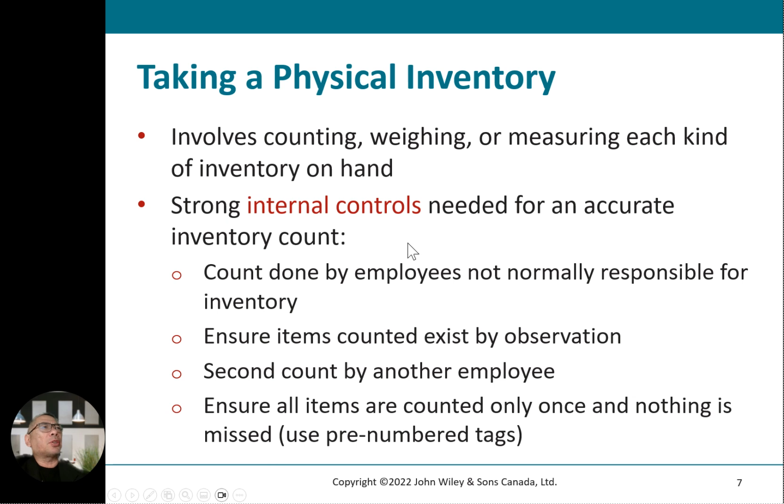What's the purpose? It is to provide strong internal control for an accurate inventory count. Counting can be done by employees not really responsible for inventory. This is segregation of duties, to make sure there's no conflict of interest and that it can be audited. Ensure item counts exist by observation. Second, a count by another employee. Ensure all items are counted only once and nothing is missed, using pre-numbered tags. That is what we do. The item count is observed, and there's always a second count by a colleague in case we missed something.